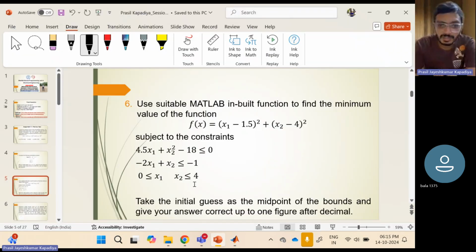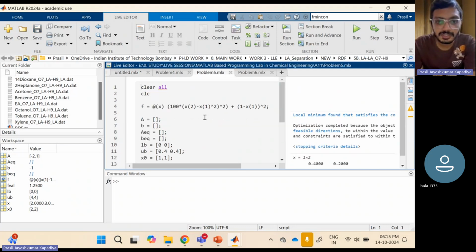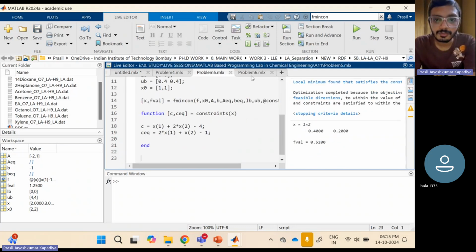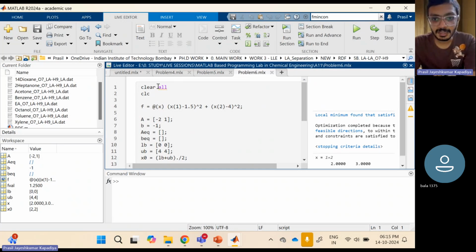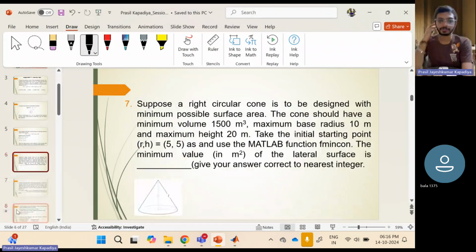Now, what is asked of us? Take the initial guess as the midpoint of the bounds and give your answer up to one figure after the decimal. So we can assume that they have asked us about the function value, and that is coming out to be 1.25 in our case. So this is what we looked at in last week's problem. Okay. If these things are clear, then we can move ahead with the next problem.